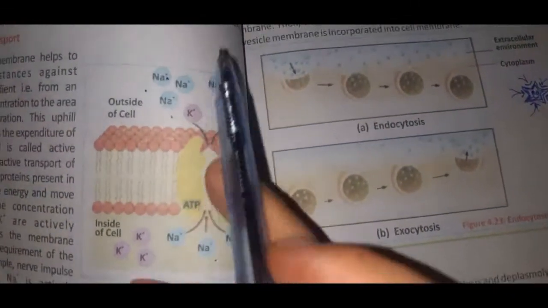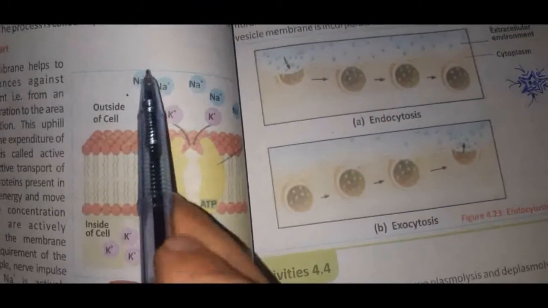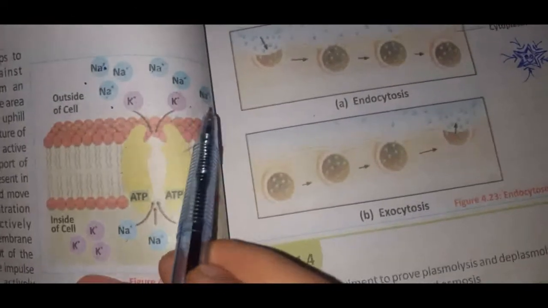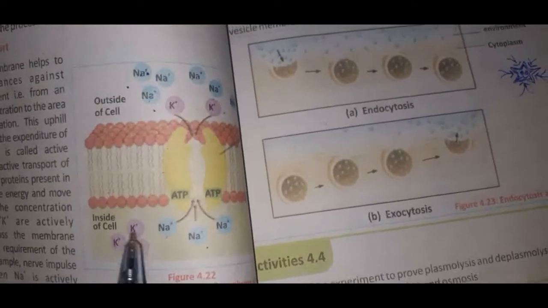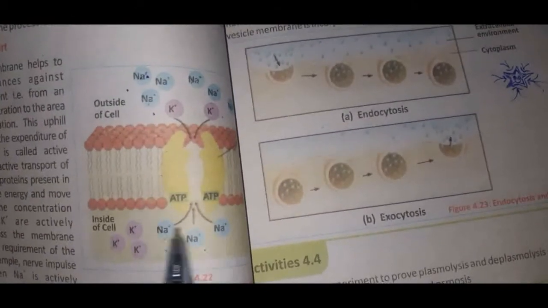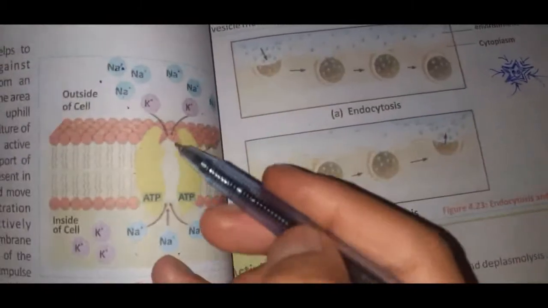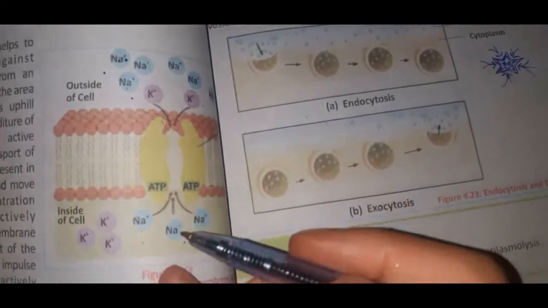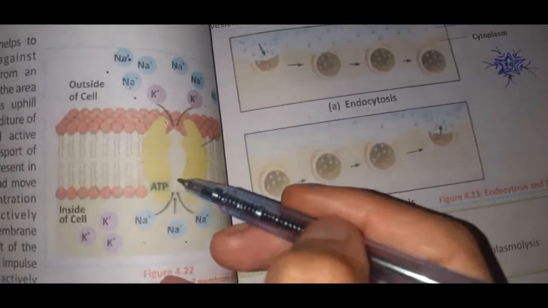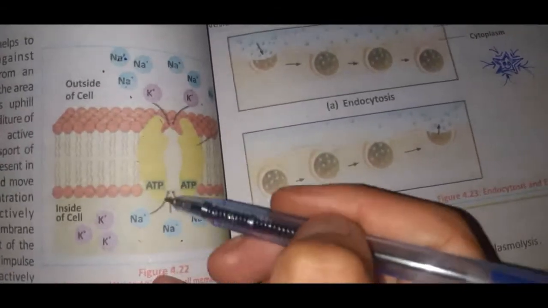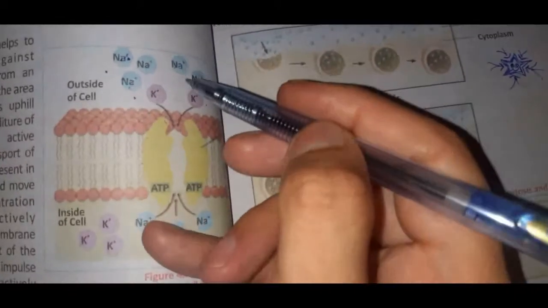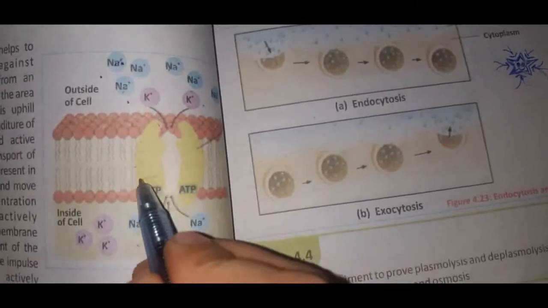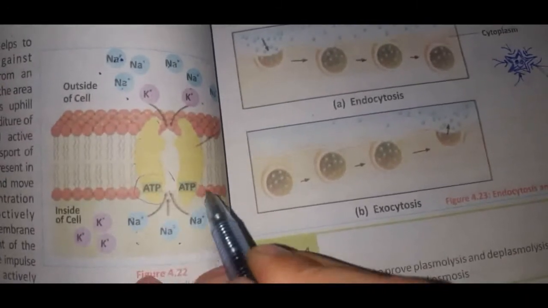And now look over here. How many sodium ions are there outside the cell? 1, 2, 3, 4, 5, 6. Six ions of sodium are here, whereas inside the cell there are 1, 2, 3, only 3. And what are these structures? They are your carrier proteins. So carrier proteins will pull these sodium ions and take them to the outside of the cell, right?